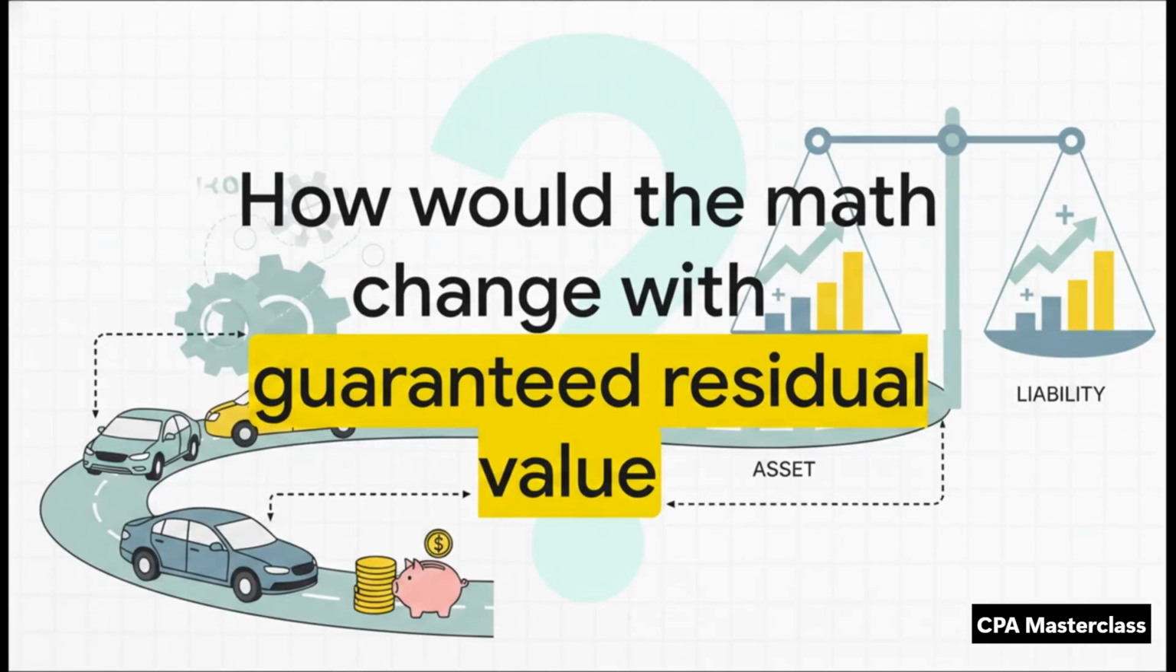And that brings me to one last thing to think about. Our example was pretty simple. But what if the deal was a little different? What if the company had promised that the vehicles would be worth a certain amount of money at the end of the 2 years? Well, that promise, that guaranteed residual value, would have to be calculated into the present value, and that would change both the asset and the liability on the books. It just goes to show you how one little tweak in the terms can really change the financial picture.